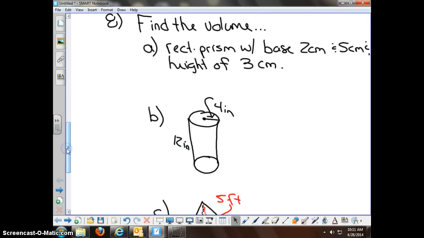The first problem is find the volume of a rectangular prism with a base of 2 centimeters and 5 centimeters and a height of 3 centimeters. Could somebody tell me how to solve letter 8A? Niall. If you have a rectangular prism, how you find the volume is you multiply the area of the base by the height. Okay, and the area of the base would be what? 10 centimeters. So you did 2 centimeters by 5 centimeters, and you got 10 centimeters? Yeah, and then that times the height, 3 centimeters.